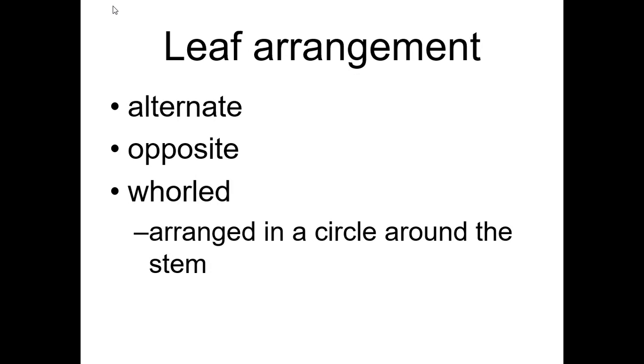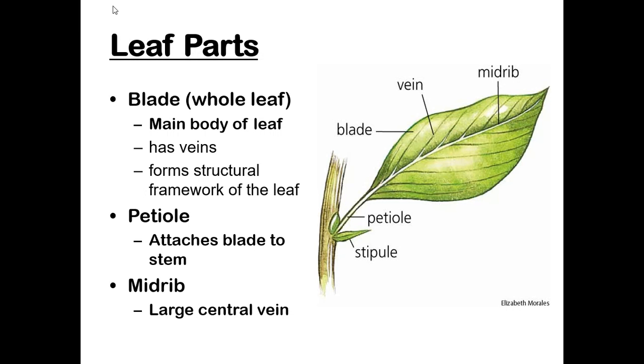And then there is the whorled leaf arrangement. And this would be like a spiral staircase where it would go all the way around in a circle on the stem, allowing you to slowly descend or ascend up or down the stem.